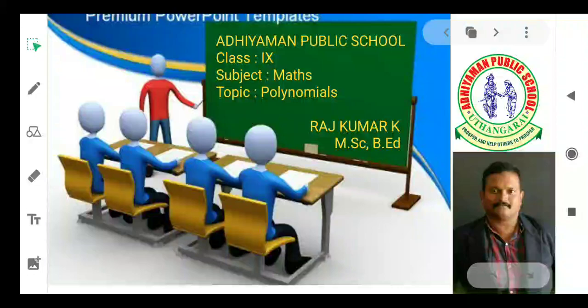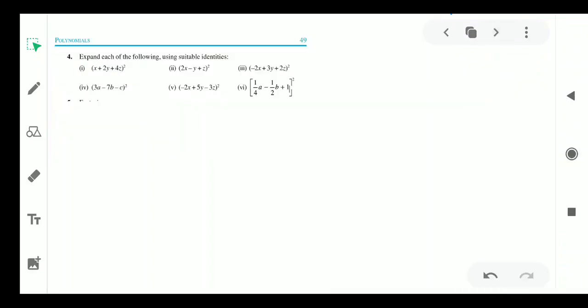So in polynomials today we have to discuss the fourth exercise. The fourth exercise totally depends upon the identity (a + b + c)² = a² + b² + c² + 2ab + 2bc + 2ca. Okay, based on this formula we have to solve exercise number 4. So see the fourth exercise.